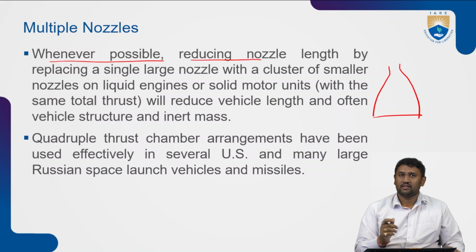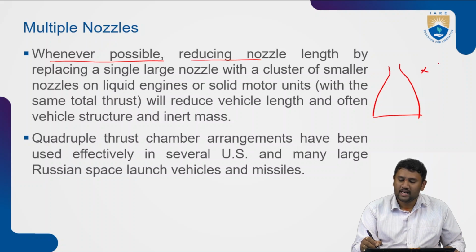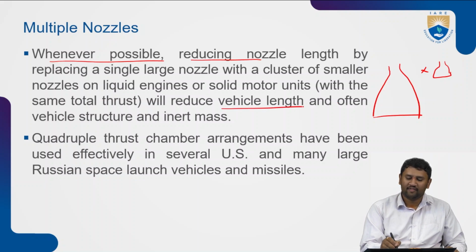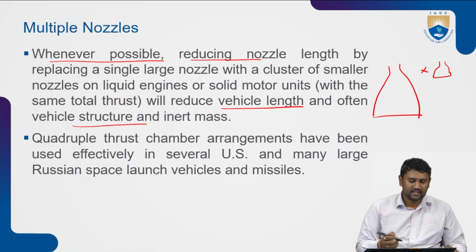bell nozzle, and instead of this, what if I use multiples of shorter nozzles which combined give me the same one? What happens? The length of my vehicle decreases, as well as the vehicular structure. The inert mass might increase a bit, but comparatively the length of my rocket decreases.